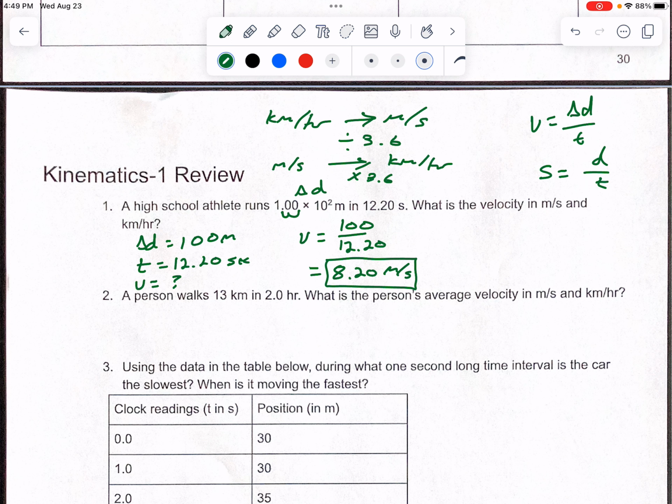So since I'm already in meters per second, I'm just going to multiply this number by 3.6, and that's going to give me 29.52 kilometers per hour. So there is your other answer there.